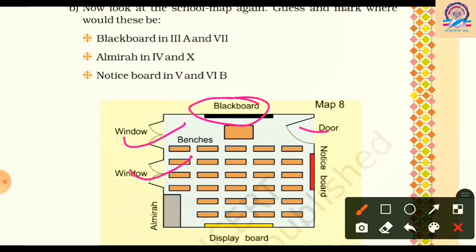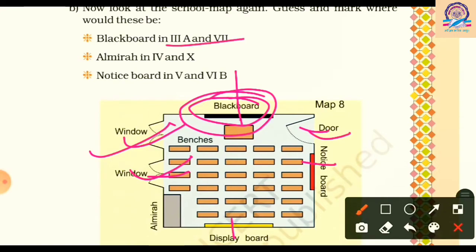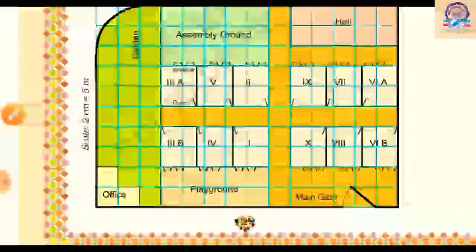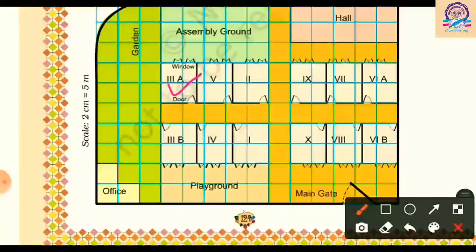Where is the blackboard, where is the window and where is the door? So we can say that the blackboard is between the windows and the door. Okay, so remember that. So for class 3A and class 7, we have to look at map 7. So first, locate class 3A and class 7.